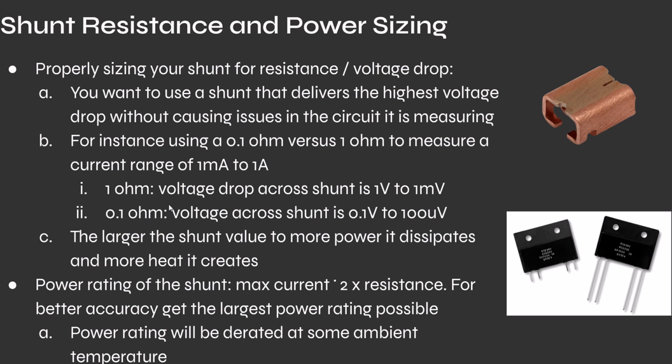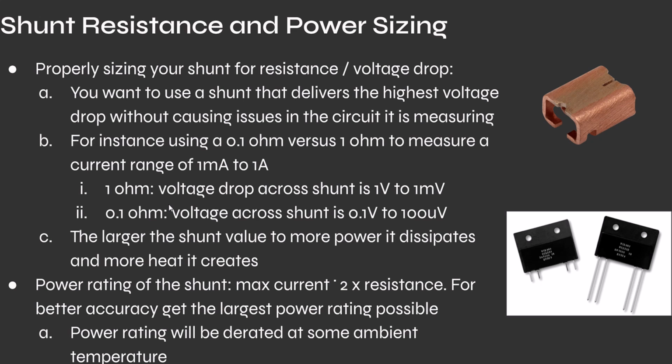But the challenge with using a high value resistance shunt is you get voltage drop across it and power dissipation, right? So let's look at an example of why we can't just choose a very high value shunt. Let's say we need to measure current in a range of 1 milliamp to 1 amp, so a pretty wide range of current. And we're considering a 1 ohm shunt and a 0.1 ohm shunt. If we look at the 1 ohm shunt, we get the better voltage drop. We get 1 volt to 1 millivolt voltage drop across the shunt for our current measurement range.